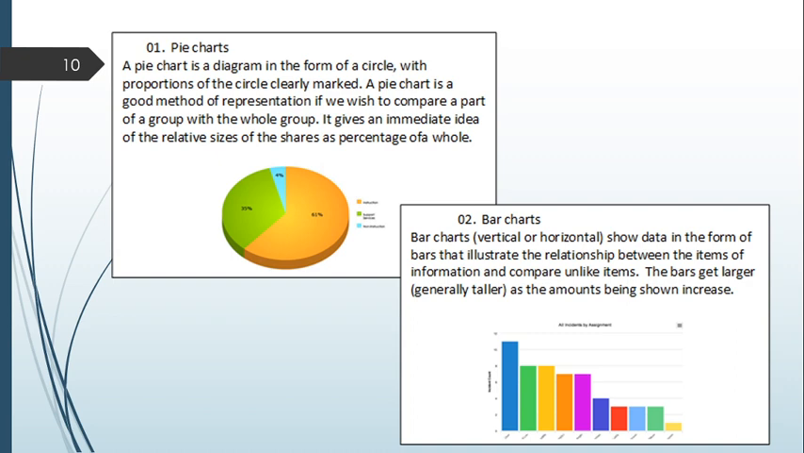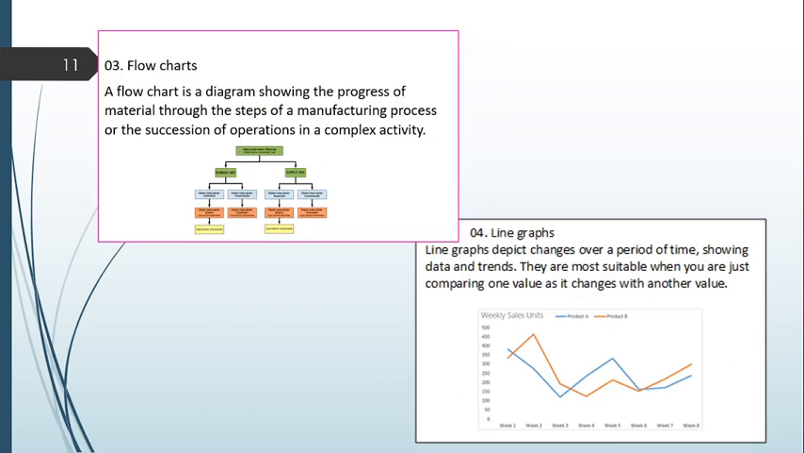Then the bar chart. Horizontal or vertical bar charts show data in the form of bars and illustrate the relationship between the items of information and compare unlike items. The bars get larger, generally taller, as the amount being shown increases or decreases. The flow chart is a diagram showing the progress of material through steps of a manufacturing process or a succession of operations in a complex activity.